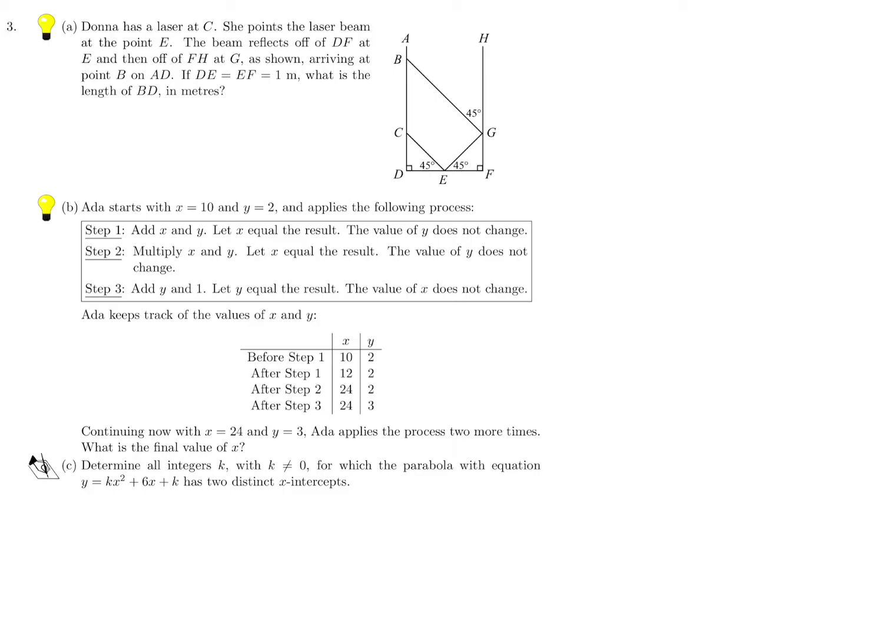Donna has a laser at C. She points the laser beam at point E. The beam reflects off of DF at E and then off of FH at G as shown, arriving at point B on AD. If DE is equal to EF is equal to 1 meter, what is the length of BD in meters?